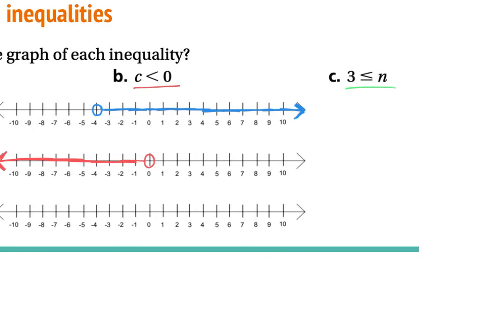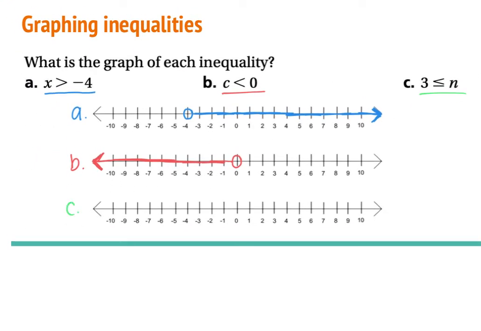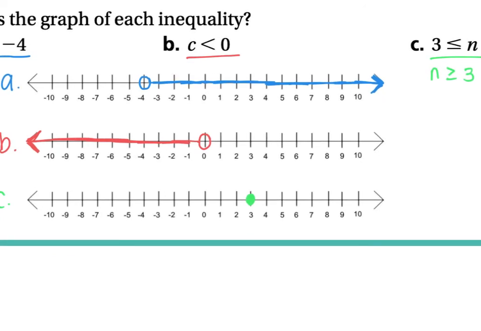And for part C, we've got 3 is less than or equal to n. So we could rewrite this as n greater than or equal to 3. So let's find 3. Let's put a closed dot on 3, because remember it's equal to. And n is going to be greater than that, so it has to be all of the region to the right.